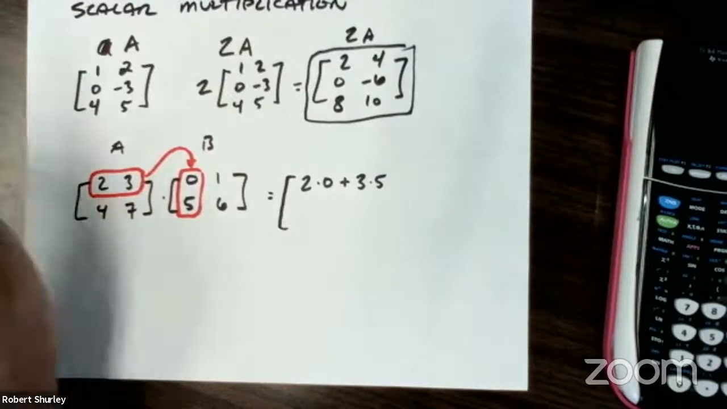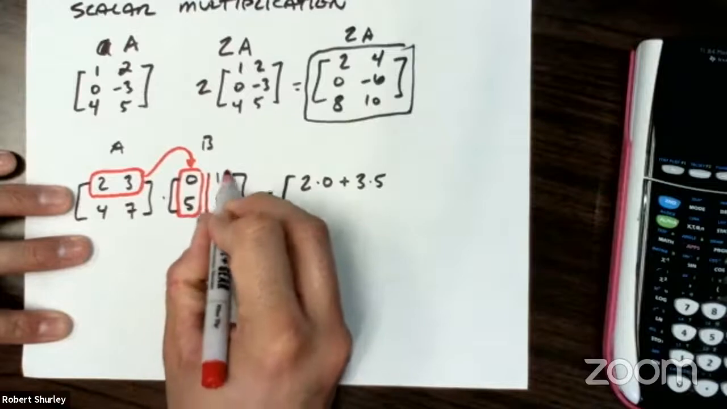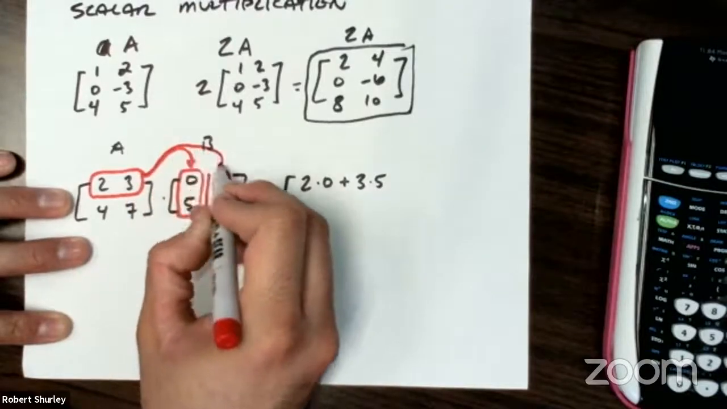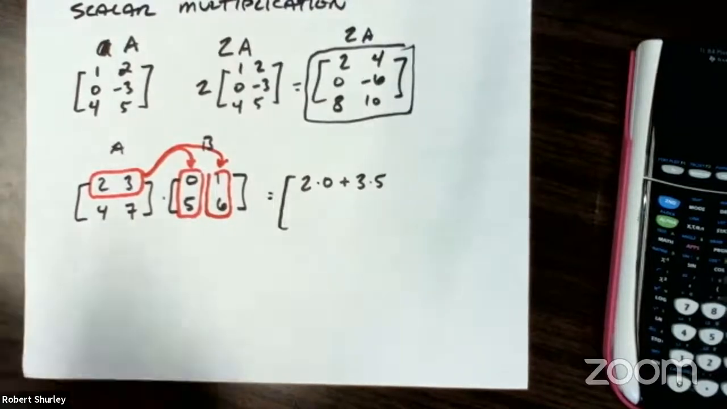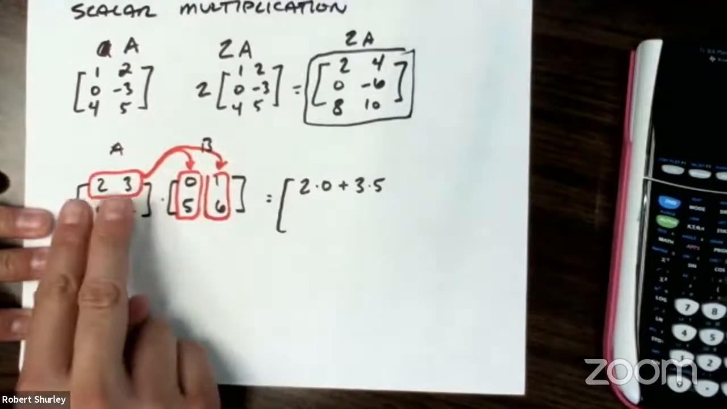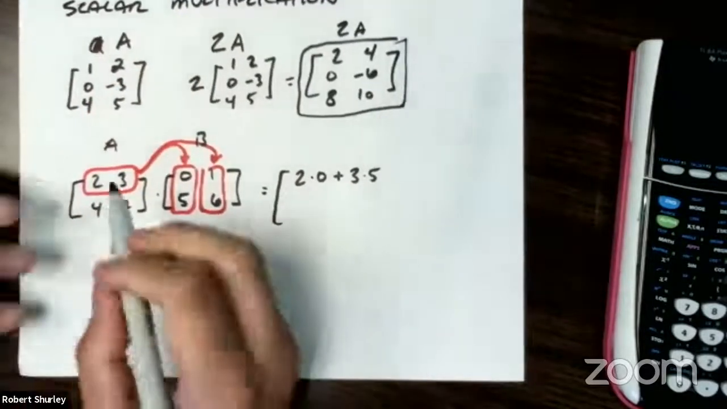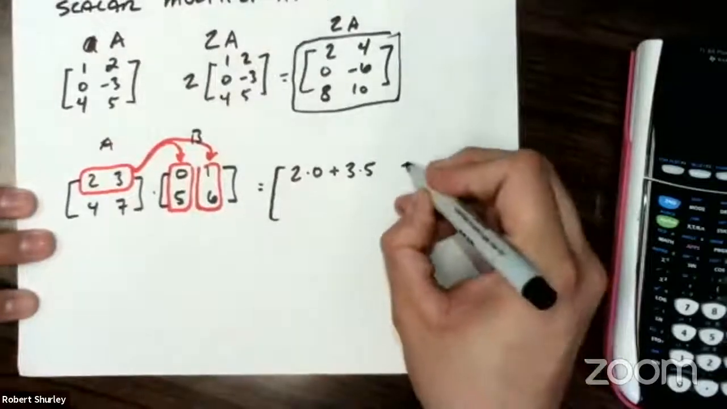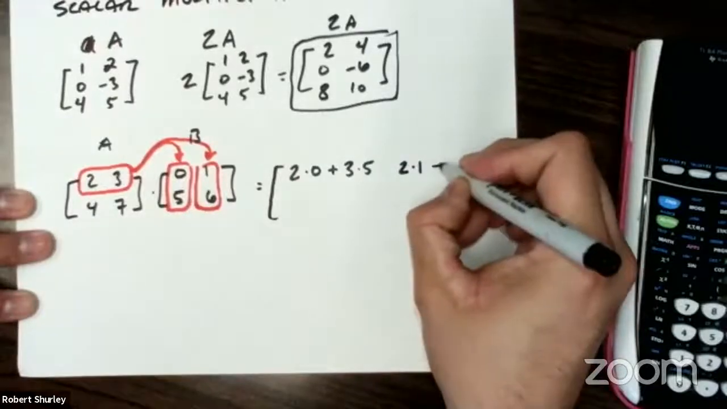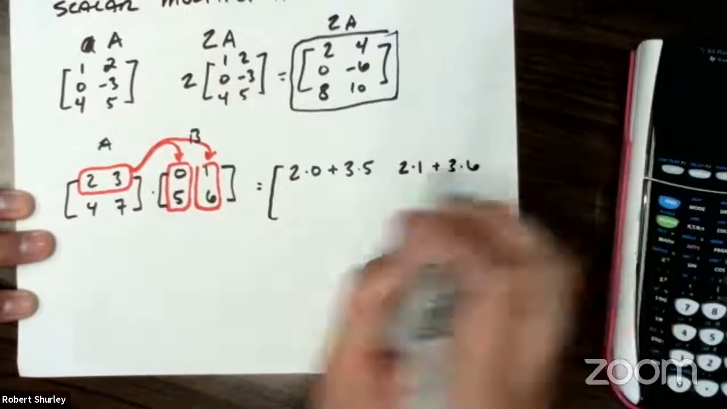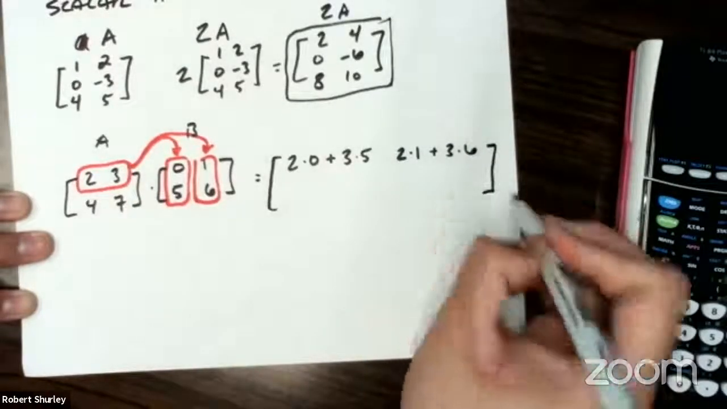Now, since I have another column here, I've got to go one more column over. And I'm going to do the same exact thing, okay? So I'm going to take this row, and then I'm going to drop it into that column. And when I do that, the 2 is on top of the 1. So 2 times 1, right? And then the 3 is on top of the 6. Now look, I don't have another column to dunk this in. So I'm going to stop there.